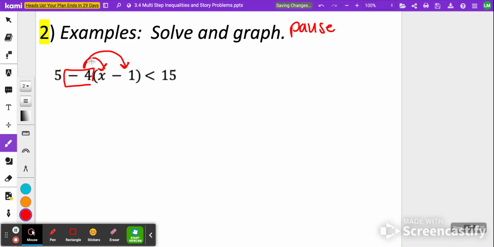All right, so like I said before, we're doing negative 4 times x and a negative 4 times a negative 1. If you notice that 1 has a minus sign in front of it. Negative 4 times x is a negative 4x, and negative 4 times negative 1 is actually a positive 4. I'm going to also bring down the 5 that was in the very beginning. It was not being distributed, so it did not change. And then I'm going to bring down the less than symbol and the 15.